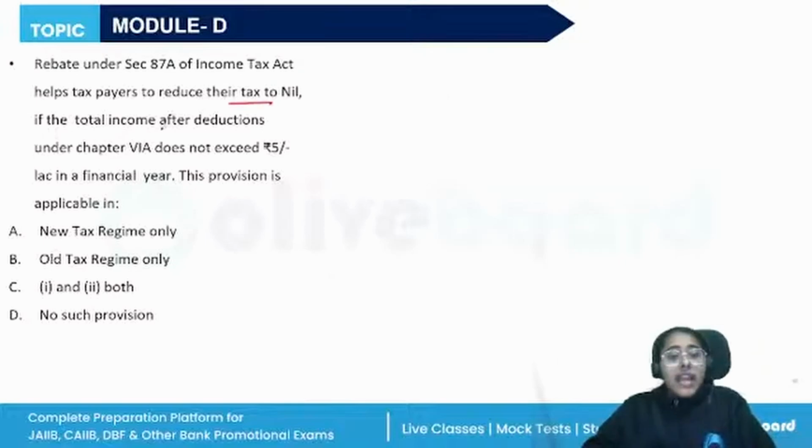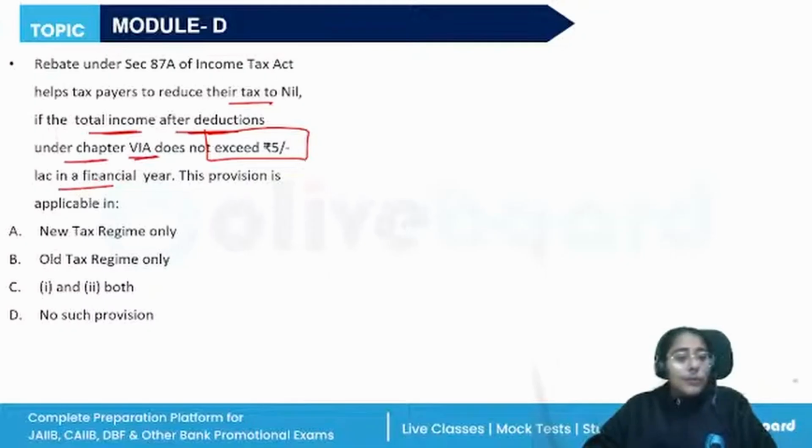Next, rebate under Section 87A of the Income Tax Act helps taxpayers to reduce their tax to nil if the total income after deductions under Chapter 6A does not exceed rupees 5 lakhs. So, this is known as tax planning. We can have the benefits of deductions, and after the deductions, if the remaining does not exceed rupees 5 lakhs, then the taxpayers will have nil responsibility. They can reduce their tax to zero.